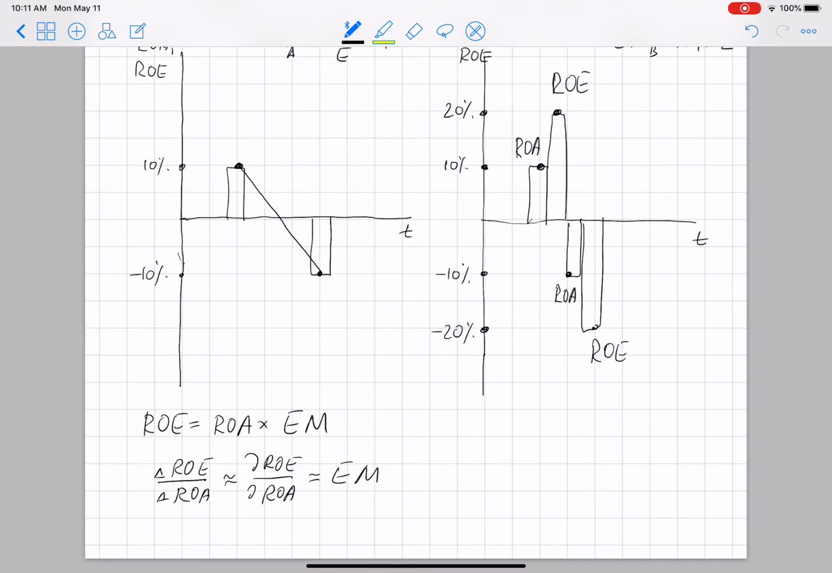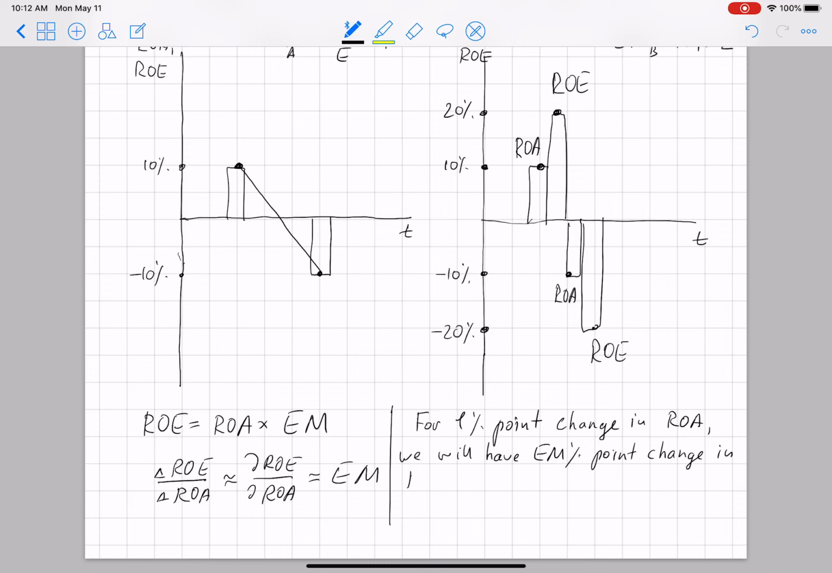So the interpretation again of equity multiplier: because ROE and ROA are measured in percent, we are changing by 1 percentage point. So for a 1 percentage point change in ROA, we will have EM percentage points change in ROE. Okay, so what does it mean?